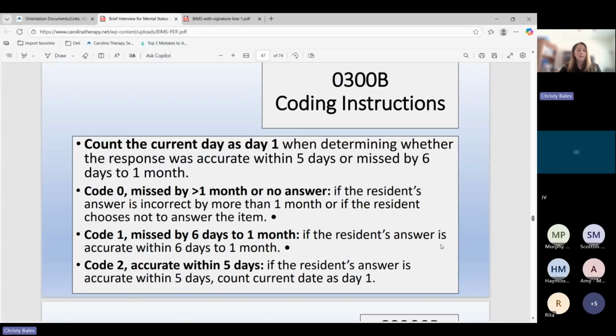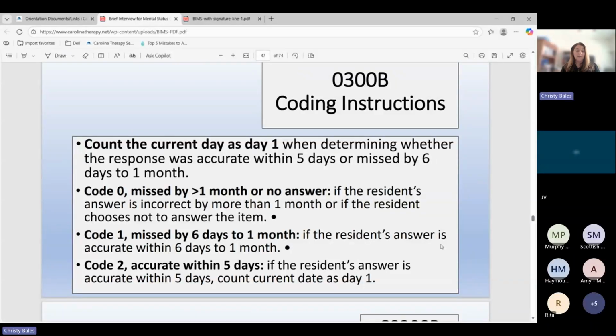Correct month. So count the current day as day 1 when determining whether the response was accurate within 5 days or missed by 6 days to 1 month. Code 0, missed by greater than 1 month or no answer, if the resident's answer is incorrect by more than 1 month, which seems like a lot, or if the resident chooses not to answer the item. Code 1, missed by 6 days to 1 month, if the resident's answer is accurate within 6 days to 1 month. And code 2, accurate within 5 days.